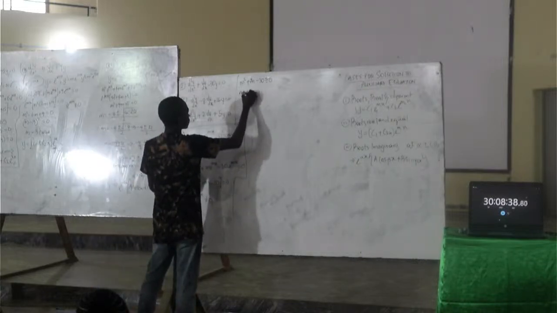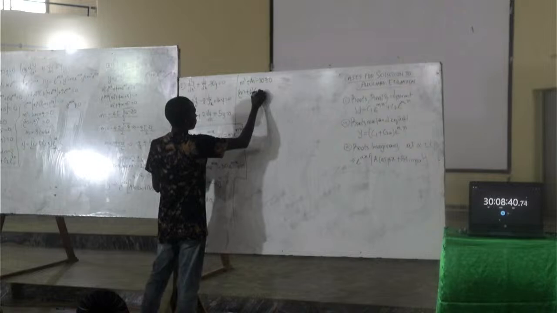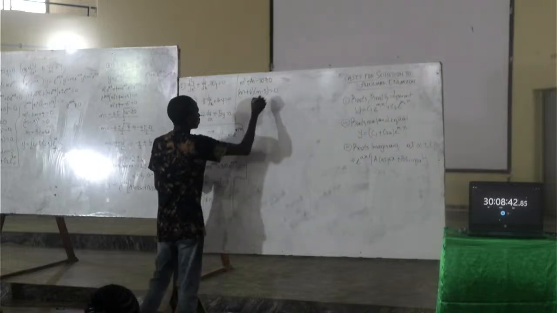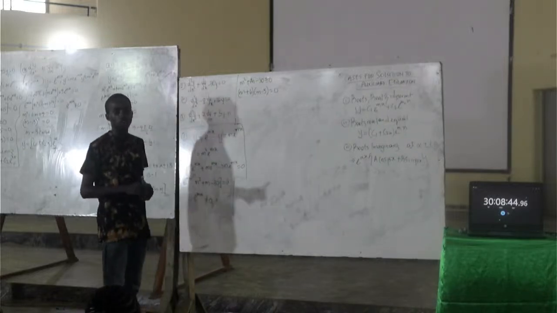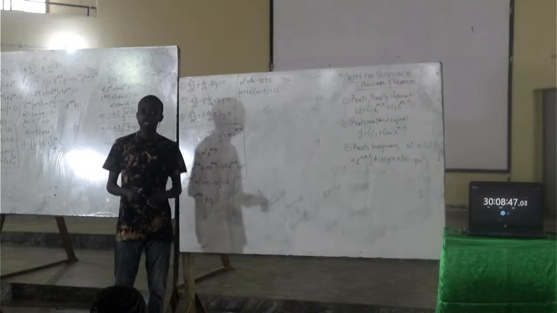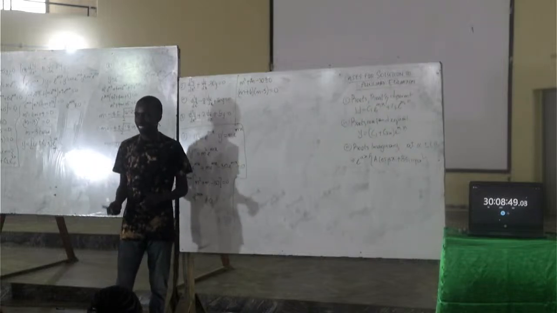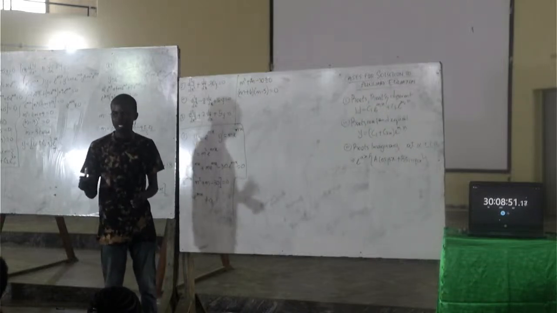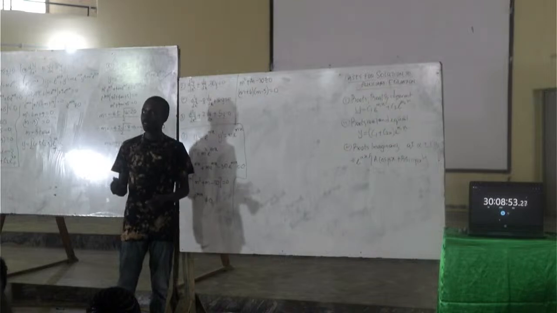(m + 6)(m - 5) equals what? 0, by factorization. If you are not good with factorization, you have to be good with it, because it's a written exam. It's written. And don't go and dope something.